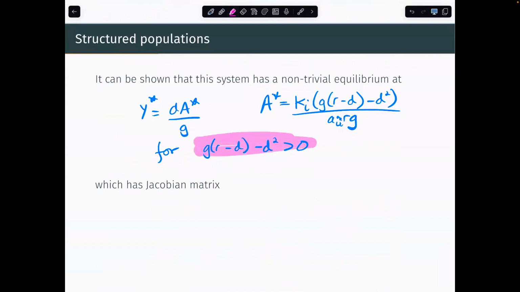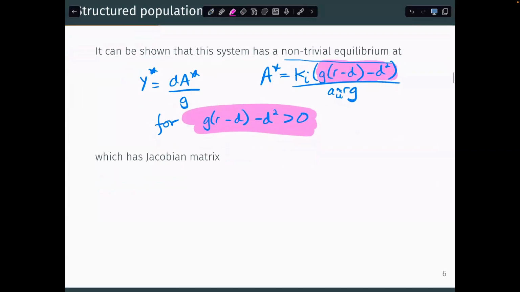Can anyone tell me where this condition here comes from? Why have I put this condition here? We need A star to be positive. Yeah, so I've said that this is a non-trivial equilibrium. When I say non-trivial, I mean that both of our populations are non-zero. So we need this term here, which appears up here in the numerator of A star, to be positive for both Y star and A star to be positive. Okay, so that's our non-trivial equilibrium.